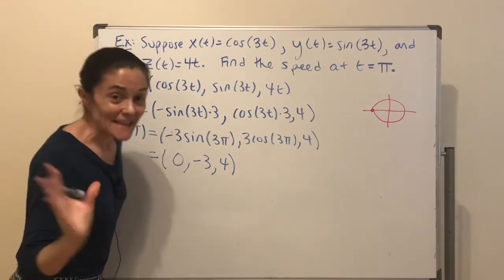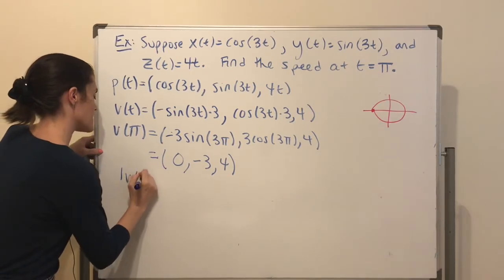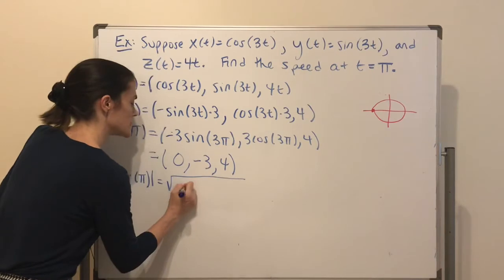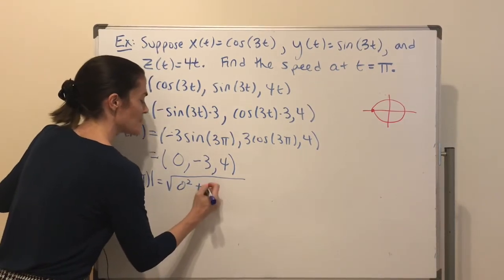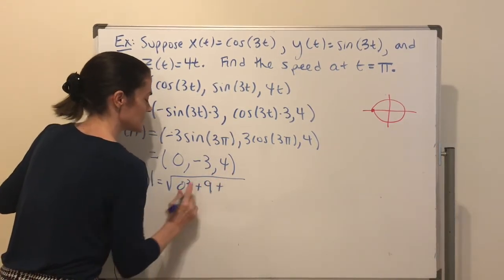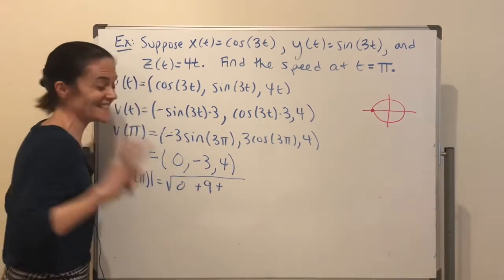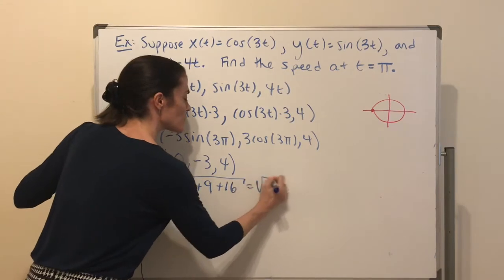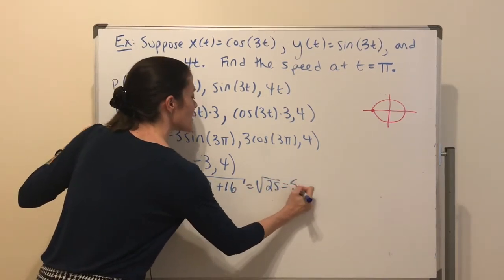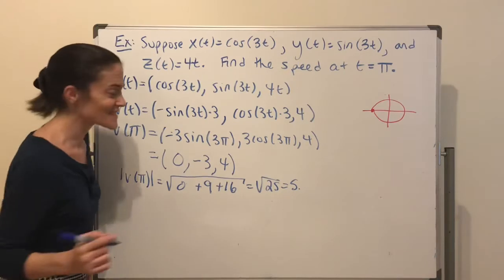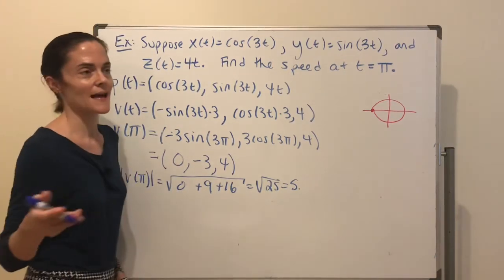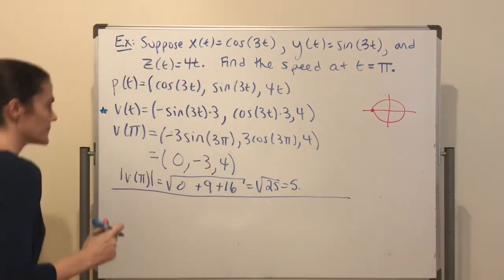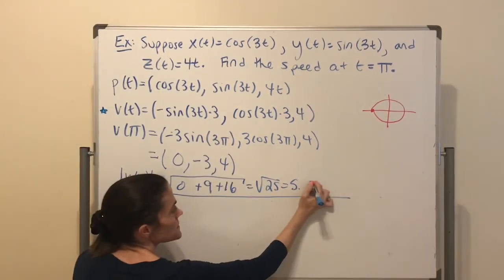To get the speed at pi, we take its length. Square root. It will be 0 squared plus minus 3 squared plus 4 squared. This is square root 25, which is 5. Okay? So we have the answer here. I finished the problem as it is stated. Okay, maybe I'll put a line. So this was the answer. This is the speed at t equals pi.